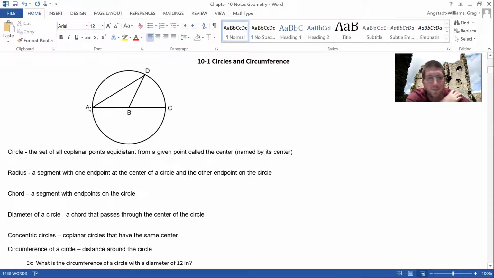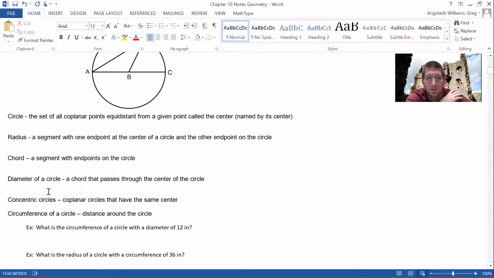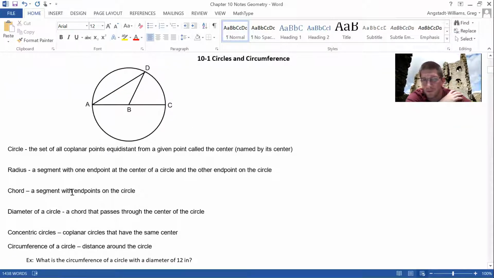Concentric circles are coplanar circles that have the same center. So if you have like a larger circle and a smaller circle inside of it and they share the same center, that would be concentric circles. And the circumference of a circle is the distance around the circle. So if you were to start here at A and you were to walk around the edge of the circle all the way back until you get to point A, that's called the circumference, right? The distance around the circle.